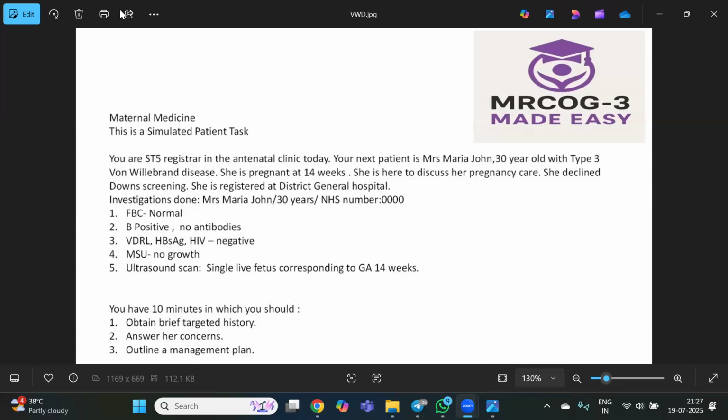So you need to know all these conditions. And let me tell you, from the Green Top guidelines, every topic is important. Every topic can come as a simulated patient task, and it can also come as a structured discussion. So you have to read all the GTG topics, I mean, get prepared.